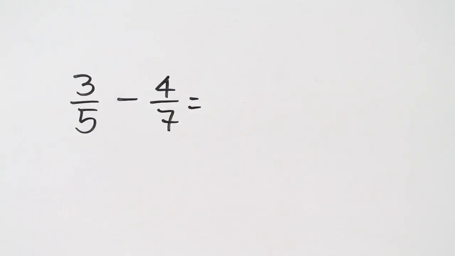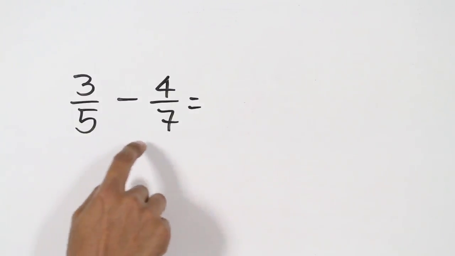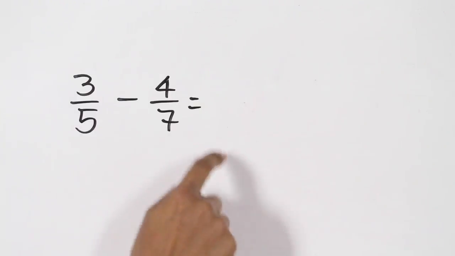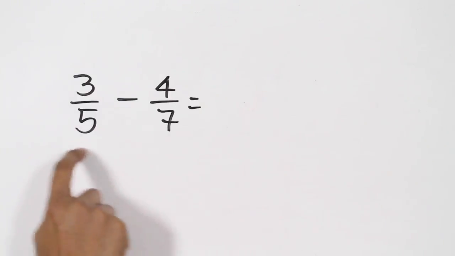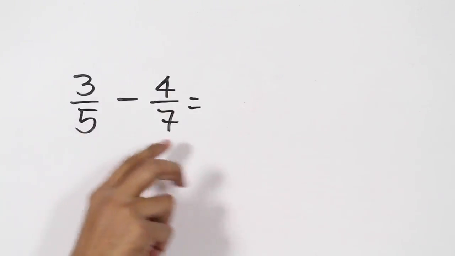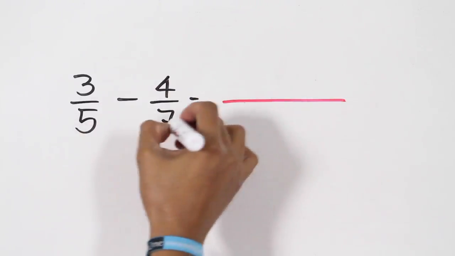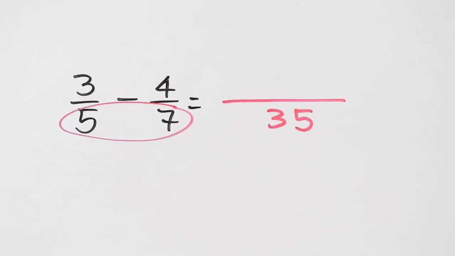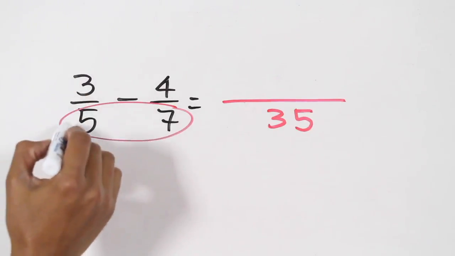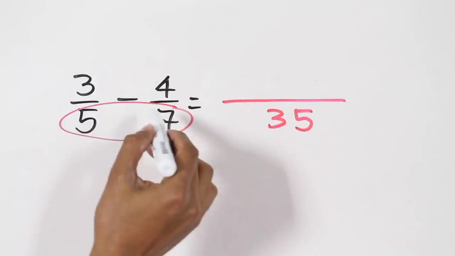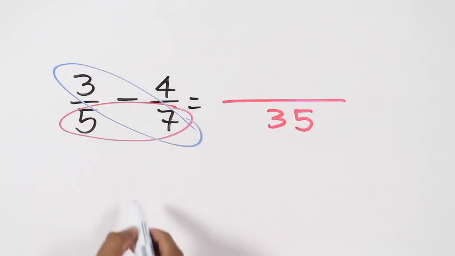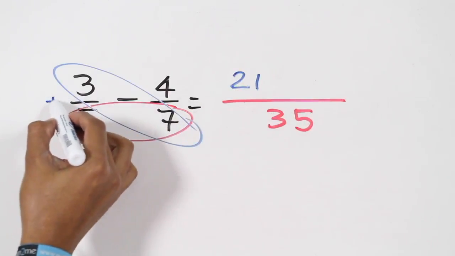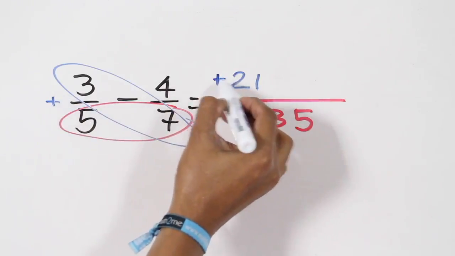As I mentioned, it doesn't matter if you have a subtraction of two fractions with unlike denominators. The procedure is the same. Step number 1, multiply straight all the bottom numbers. 5 times 7 equals 35. Step number 2, multiply the top number of the first fraction by the bottom number of the second fraction. 3 times 7, 21. And we keep the same sign of the first fraction.